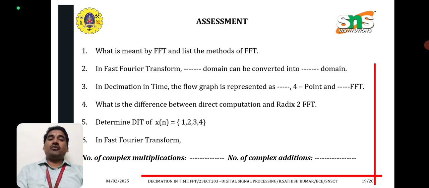Determine the DIT of x of n is equal to 1, 2, 3, 4. We get the output sequence as x of k is equal to 10, minus 2 plus 2j, minus 2, minus 2 minus 2j. In Fast Fourier Transform, the number of complex multiplications is n minus 1 the whole square. The number of complex additions is n into n minus 1.